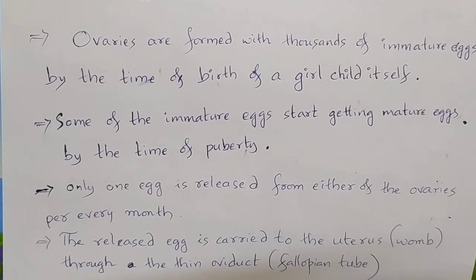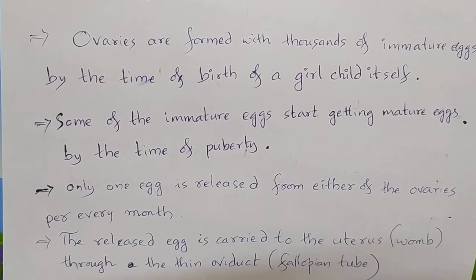Means in June, from one ovary, one egg is released. In July, from the opposite ovary, one egg is released. Again in August, from this ovary, one more egg is released. Like that, every month, only one egg is released. Which ovary is going to release the egg? Both the ovaries are going to release the egg, but in alternate months. If one ovary has released an egg in one particular month, it is not going to release an egg in the immediate next month. Instead, it will release the egg after an alternate month. Same thing applies to the other ovary also.